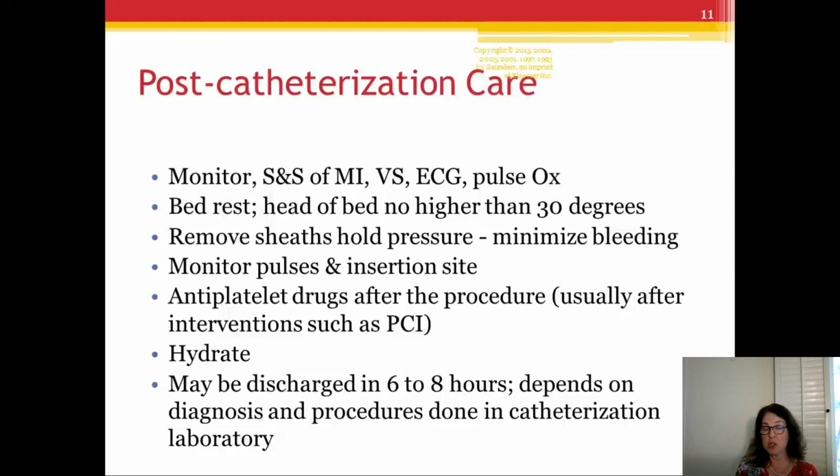These patients may be discharged in 6 to 8 hours, depending on the diagnosis and what they had done in the cath lab. They may go to the ICU if it was like a stenting procedure, but if it's a routine cath, it may be an outpatient procedure, and they can go home.